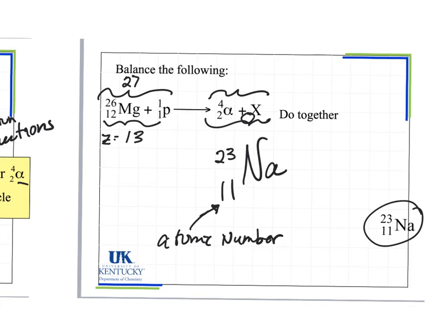It's not like balancing a chemical reaction. We will give you a particle that you're missing, and you will figure out what it is by knowing that the atomic numbers on both sides and the mass numbers on both sides have to add up to the same value. So now you're going to try one.